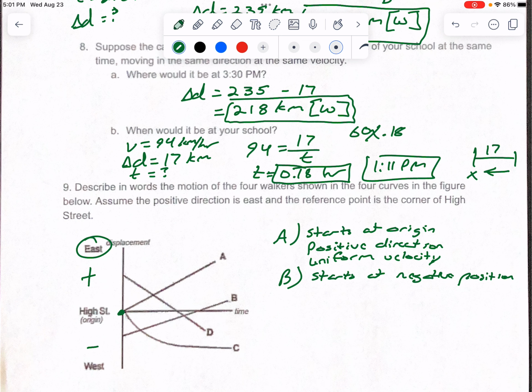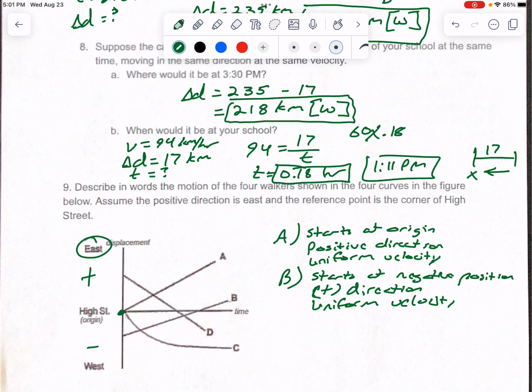Okay, it's going at a uniform velocity. It's still going in the positive direction, so I'm going to go ahead and abbreviate this now. Positive direction, because it's going towards the east. Okay, and then it is going to be uniform as well. It's still a constant velocity.